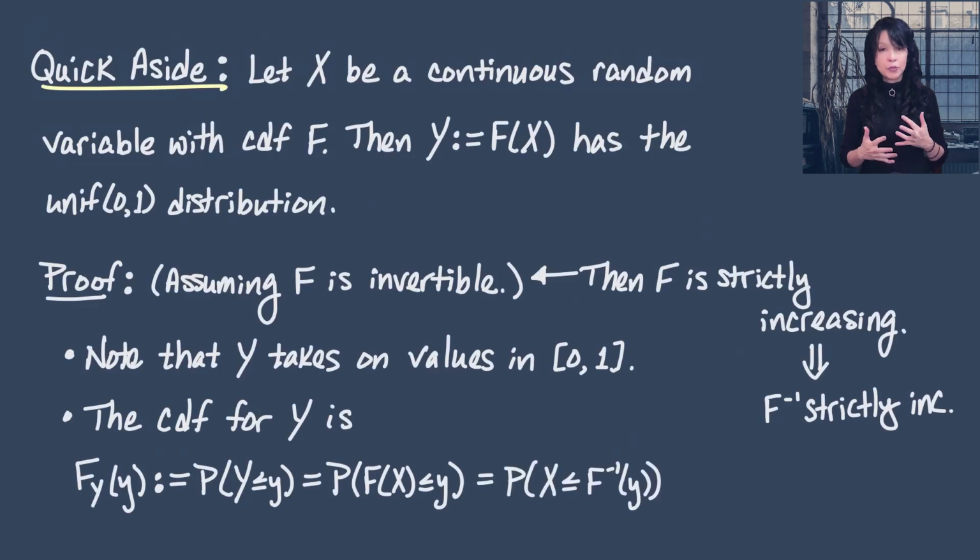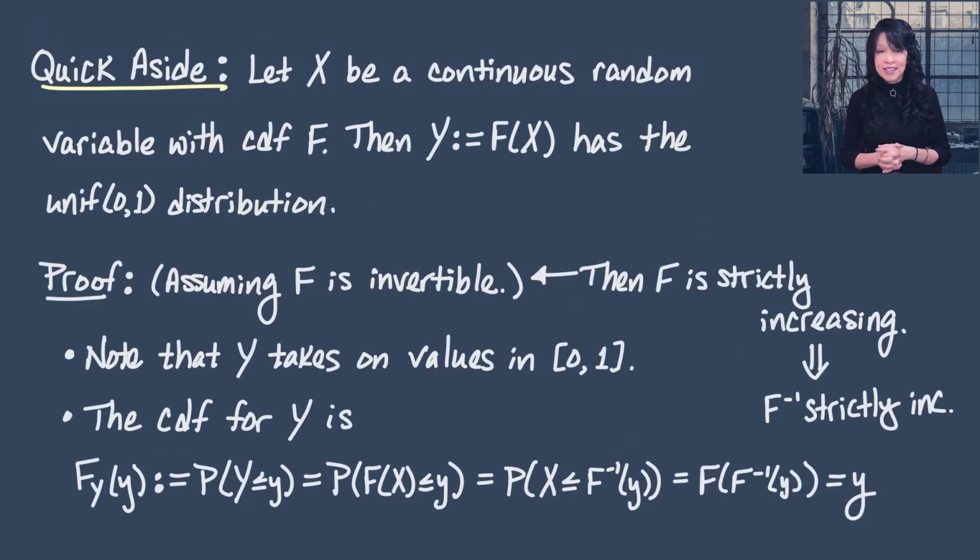Because it's increasing, I am not going to flip the inequality or mess up the inequality in any way. And we end up with the probability that capital X is less than or equal to F inverse of little y. The probability that capital X is less than or equal to anything is the CDF for X evaluated at that thing. So this is going to be, in particular, capital F, the CDF for X, evaluated at this capital F inverse of y. We get cancellation and we get y.